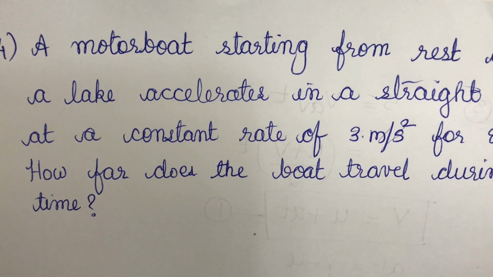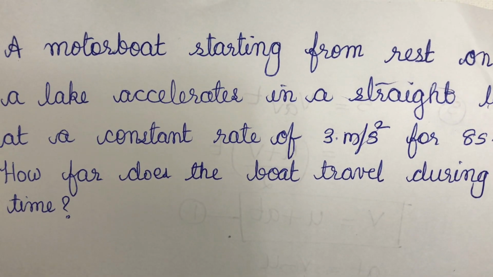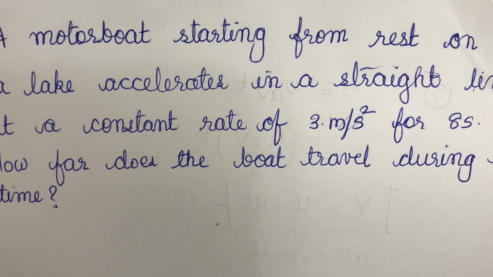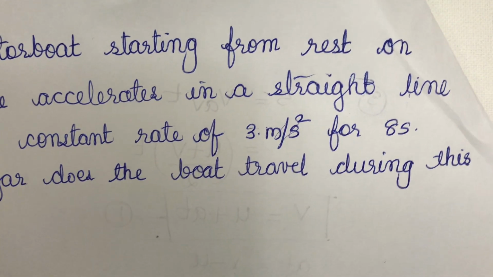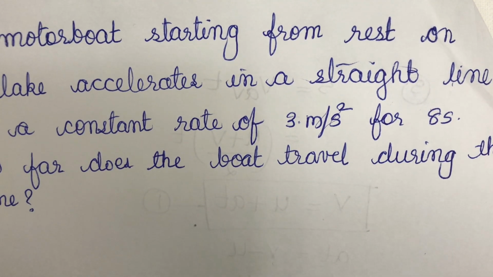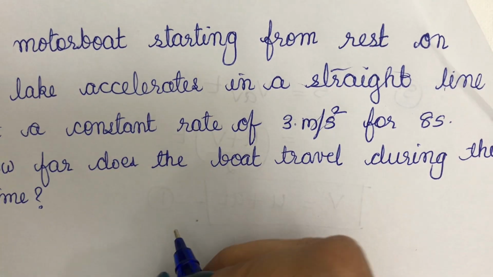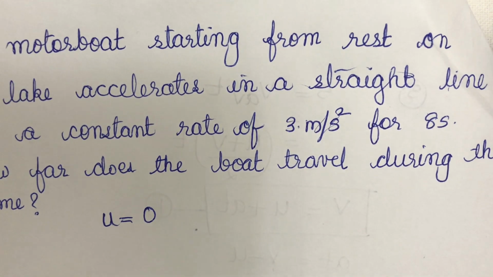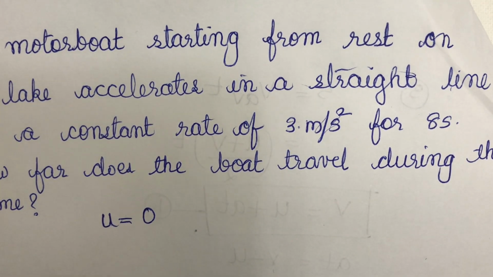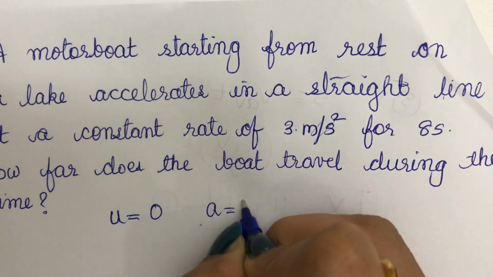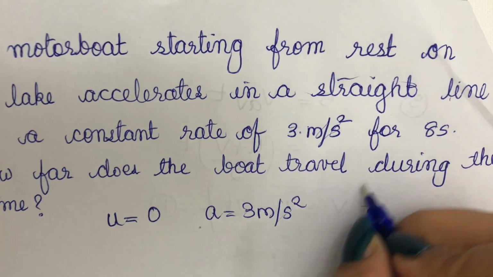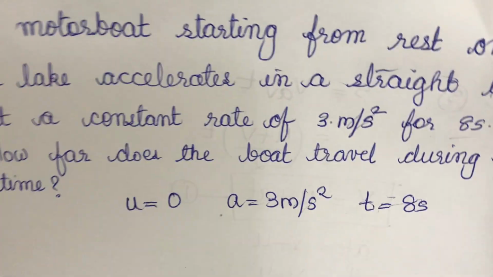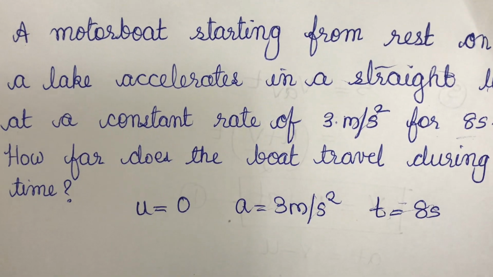And now moving on to our fourth question. A motorboat starting from rest on a lake accelerates in a straight line at a constant rate of 3 meter per second square for 8 seconds. How far does the boat travel during this time? Okay, a motorboat is starting from rest. So whatever is given in the question we'll write first. So it is at rest, so U will be 0. From rest on a lake accelerates in a straight line at a constant rate of 3 meter per second square. So we have acceleration equal to 3 meter per second square. And time is also given, 8 seconds. T is equal to 8 seconds. So now we have to find how far the boat travels during the time.